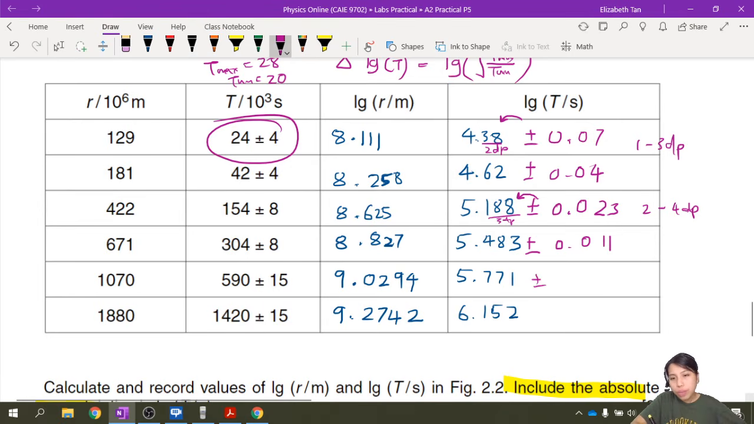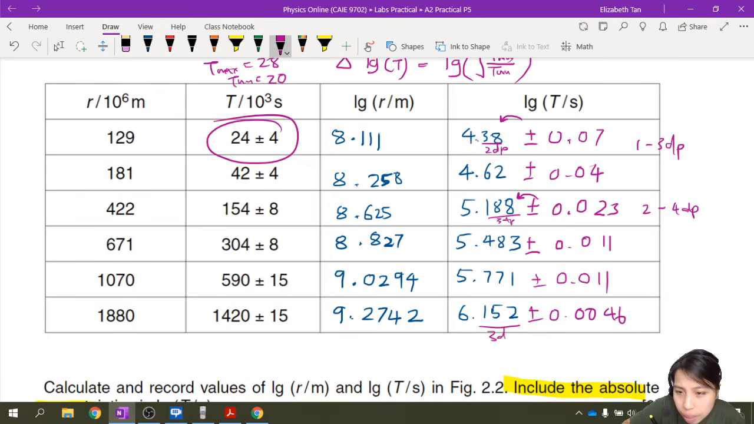0.011. This one, very strange. Also 0.011. The last one, 0.0046. Wow, why must write so many one? Here 3 dp. Okay lah, 0.05 also can. I follow my mood. As long as I can plot this, I am good.